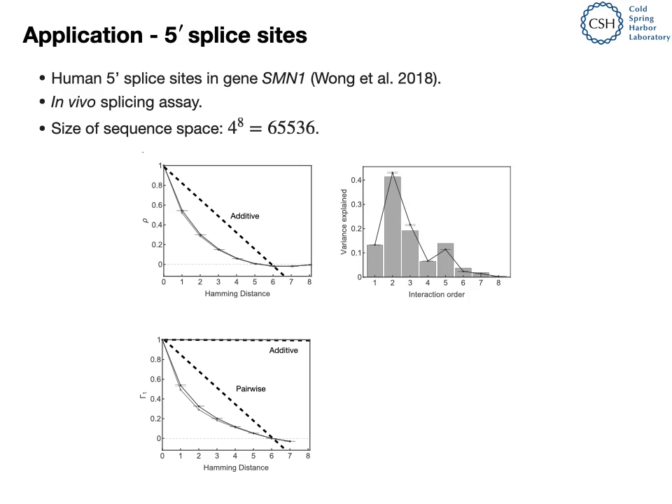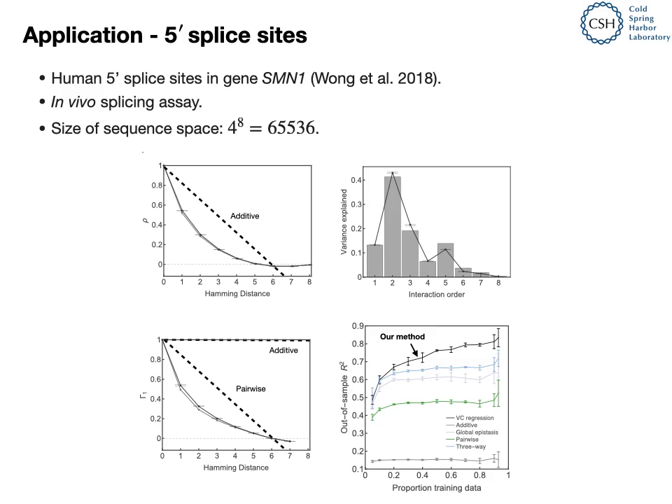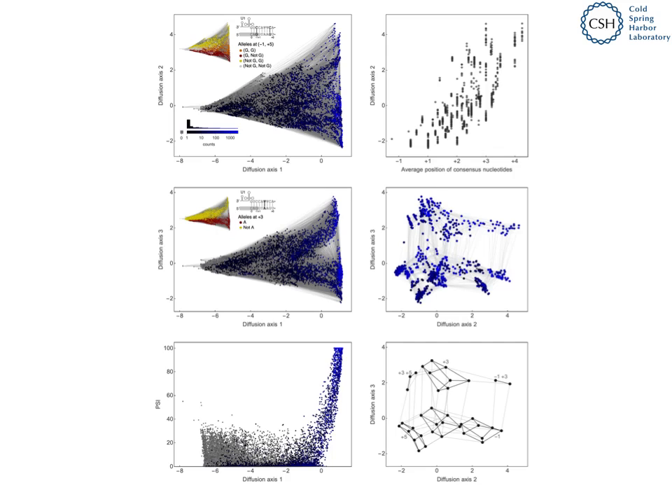Our model also shows superior performance in terms of out-of-sample R-squared with varying degrees of training data density, as shown here, compared with popular methods for modeling sequence function relationships. Last, we present a visualization of the splicing landscape based on the reconstruction by our model. Here we show that the structure of the splicing landscape can be largely understood in terms of specific patterns of epistasis, including some novel genetic interactions.